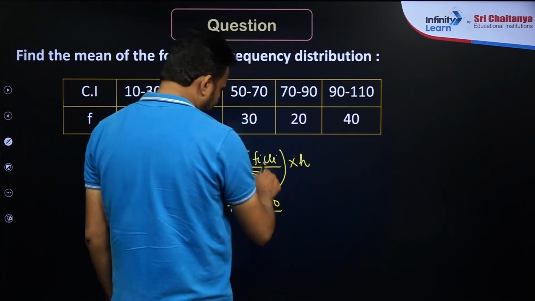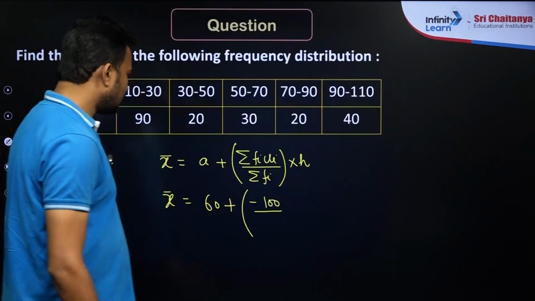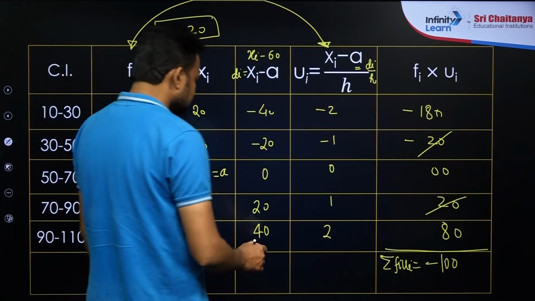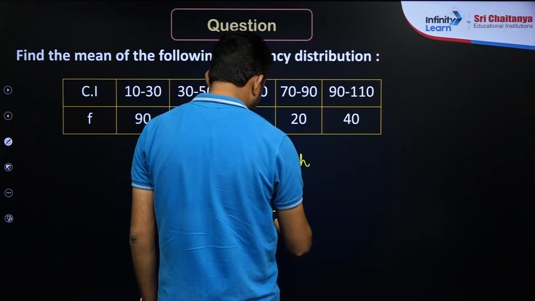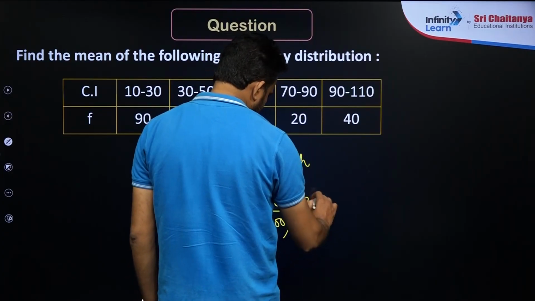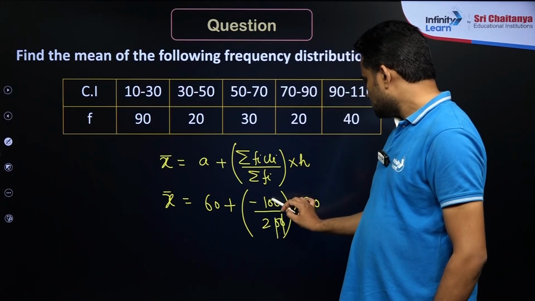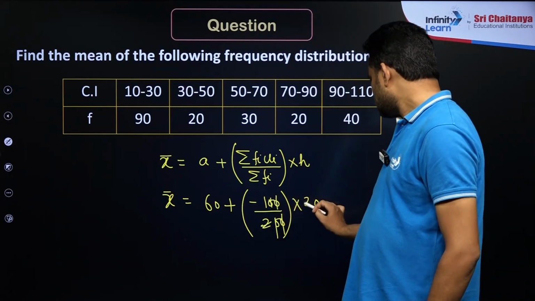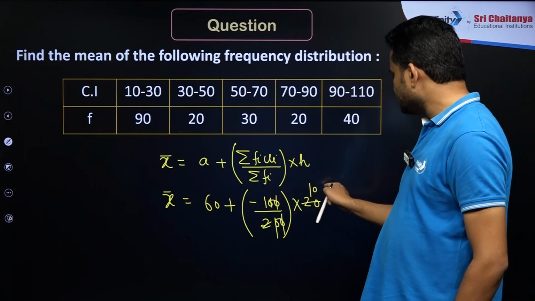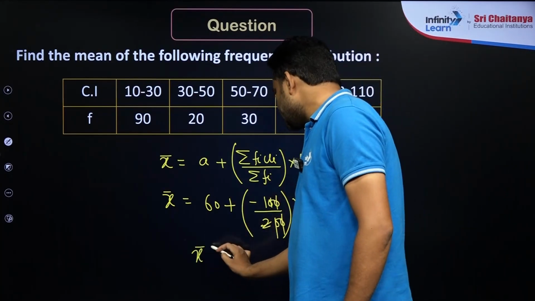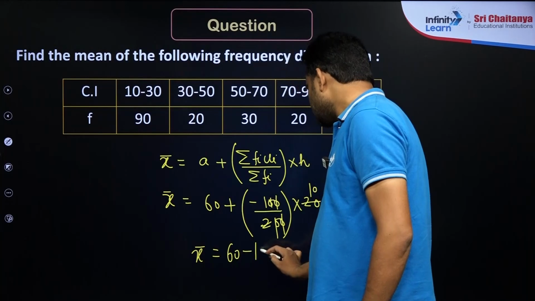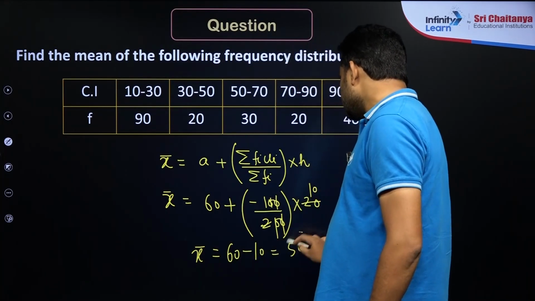Divide by summation of fi, which is 200, right? See, 200, into class size is 20. Solve this. Okay. So minus 1 into 10 is minus 10. So x bar is 60 minus 10, which is 50. So again we got the same answer.